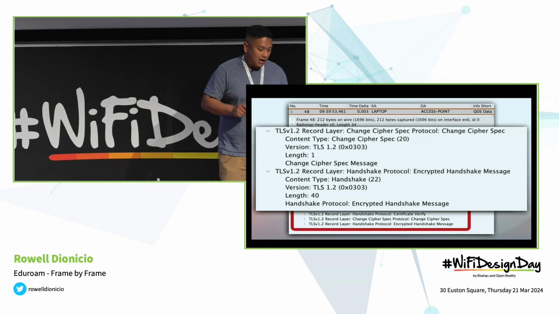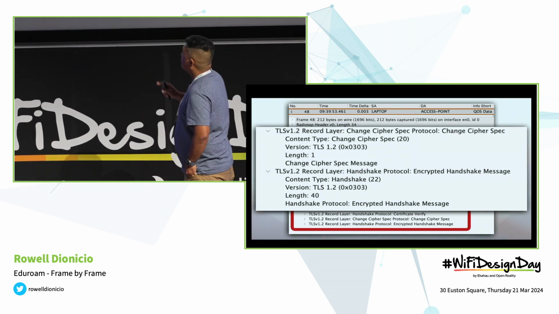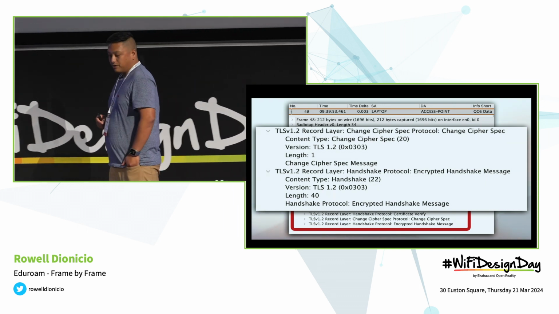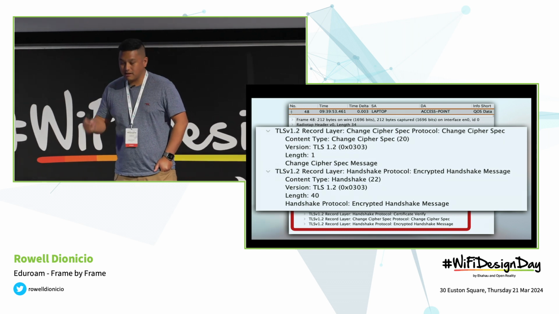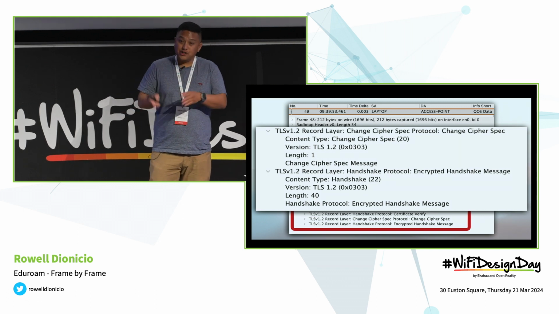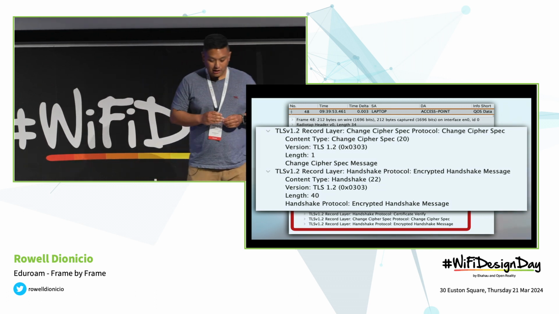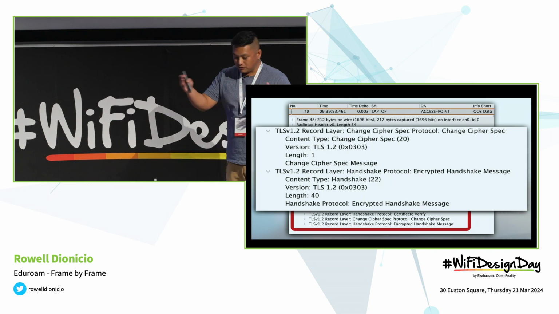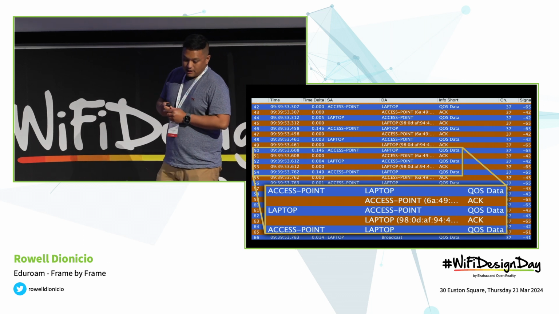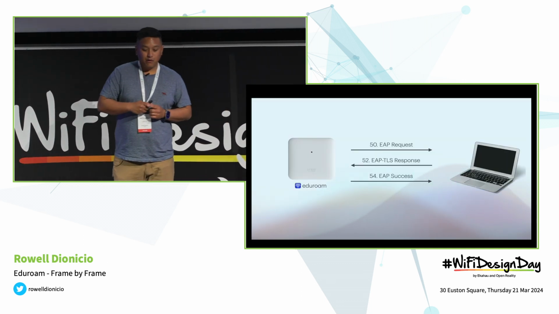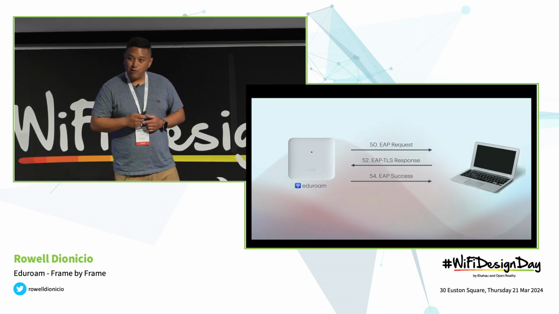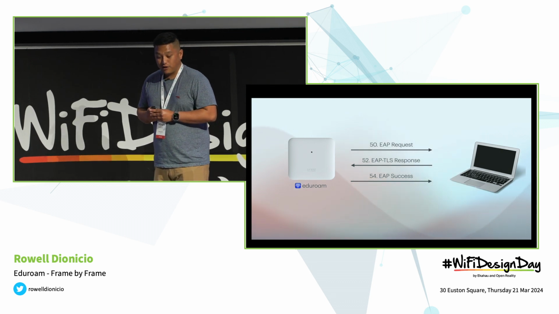What I saw that was interesting was this change cipher spec and also the encrypted handshake message. Really what's happening at this point is that the client is telling the AP, hey, I'm going to now change ciphers. We're now going to use an encrypted tunnel to send over communications. It's just notifying. And then you have another set of frames, 50, 52, and 54, and it always just looks like an EAP request and response. But what's most important is at the end on frame 54, you've got the success.